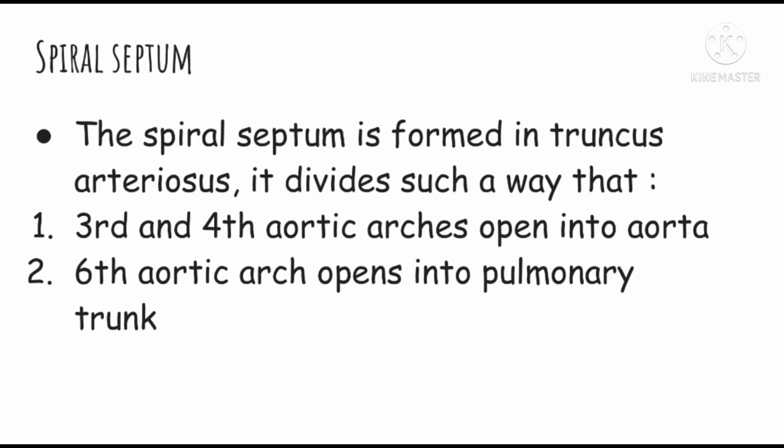Before we talk about the third, fourth and sixth aortic arches, let me tell you something about the spiral septum. The spiral septum is a structure present in the truncus arteriosus, and it divides the aortic sac in such a way that the third and the fourth aortic arches can open into the ventral part of the aortic sac, and the sixth aortic arch will open into the dorsal part of the aortic sac. And also the blood from the ascending aorta will enter the third and the fourth aortic arches, and the blood from the pulmonary trunk will open into the sixth aortic arch. So the third and the fourth aortic arches will open into the ventral part of the aortic sac, and the sixth aortic arch will open into the dorsal part of the aortic sac.